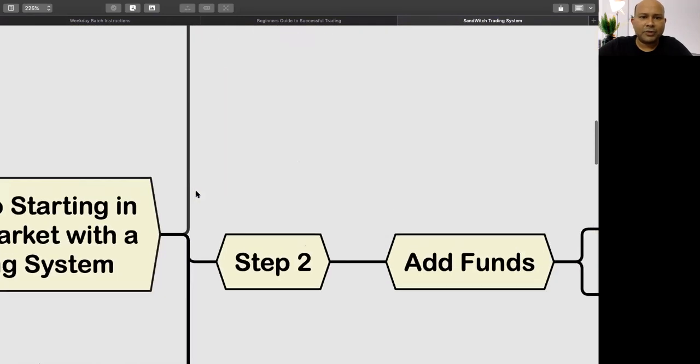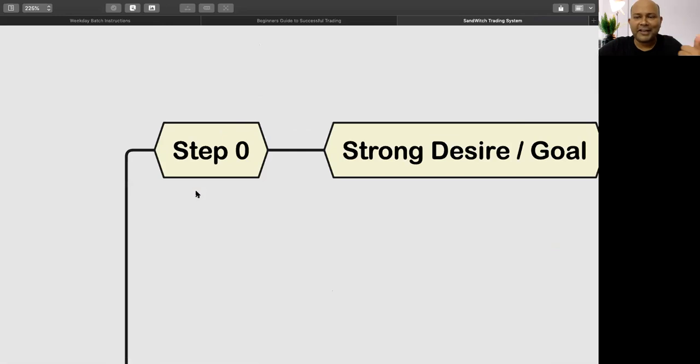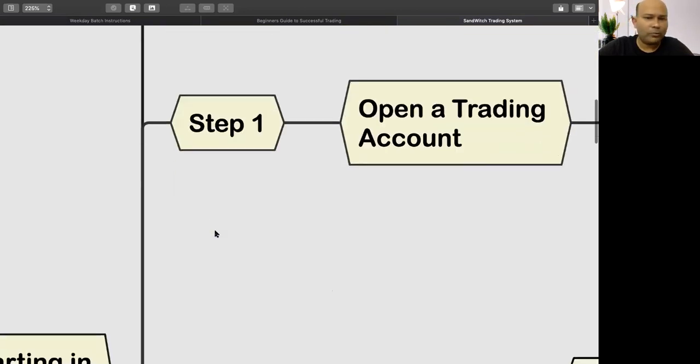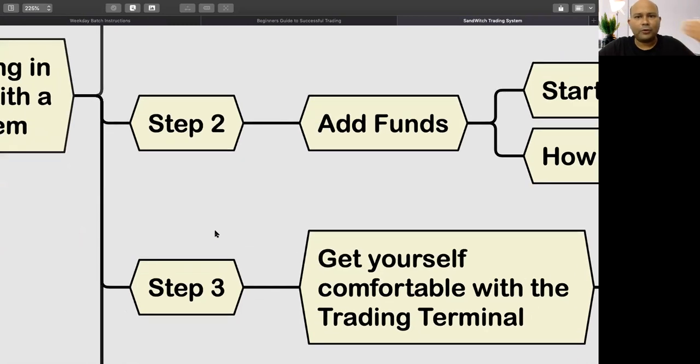But just to revise all of these steps. Step 0, we did an exercise, and I want you to really come up with your own goal cards in the next 5 days. Take some time and write your goal, because it should have a strong emotional connect. Then step 1, we opened the demat account. We looked at different broking houses. I told you my preference, and I also told you that I'm not affiliated to any of the broking houses.